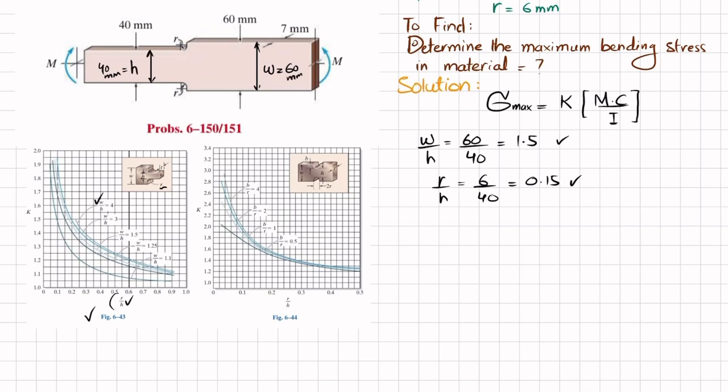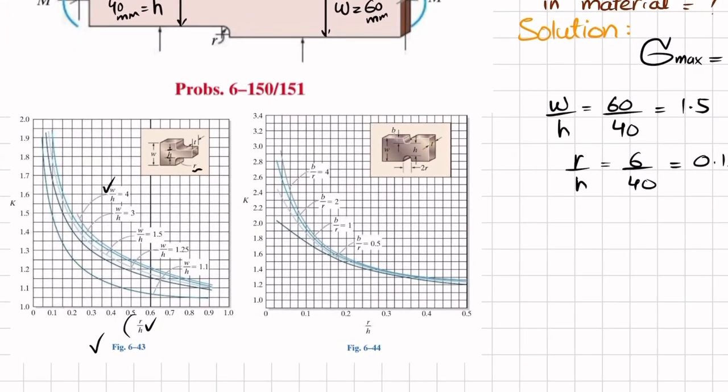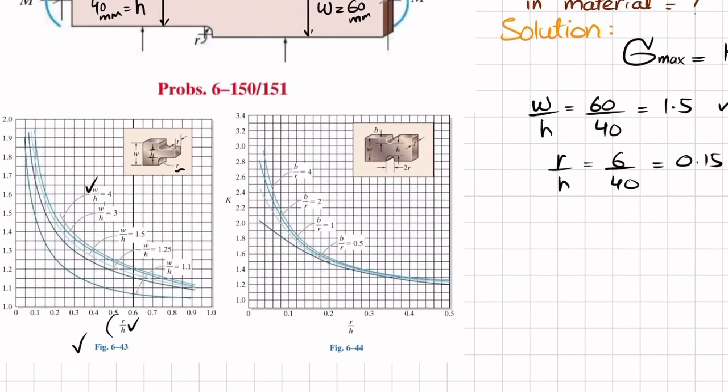Now you have the W by h and r by h values. So it's very easy. Now you can see on the abscissa or x-axis you have the r by h ratio, and on the y-axis you have the value of K, and this graph shows you the W by h ratios. So there are so many graphs. So what we will do is pick r by h first, which is 0.15. So this is 0.15. You can draw a vertical line, and W by h is 1.5. So this is W by h is 1.5, which is this graph.